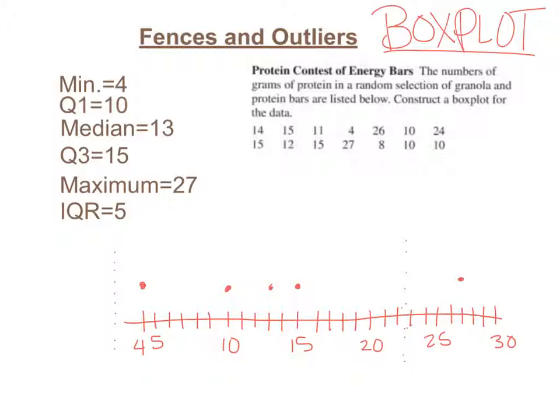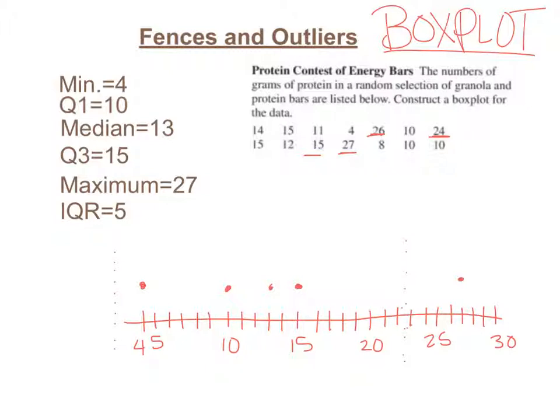Our next thing is to determine where the next highest number is that's not beyond the upper fence. So 27, 26, 24, those are all outliers. Our next number is 15, so we're going to go to that 15 right there.